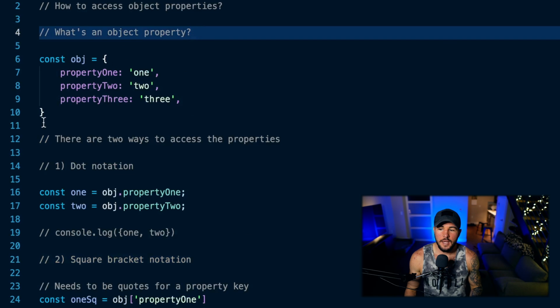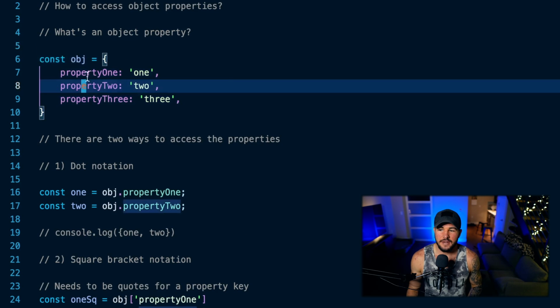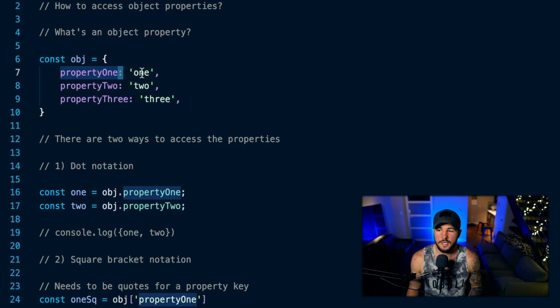All right, so first off, what is an object property? Well, as you can see in my object here defined on line 6, I have these key value pairs in which I have property 1, colon, and then it points to a string 1. This is the property right here, property 1, and it points to this value. And you'll often hear properties used alongside keys. So we have this property value pair.